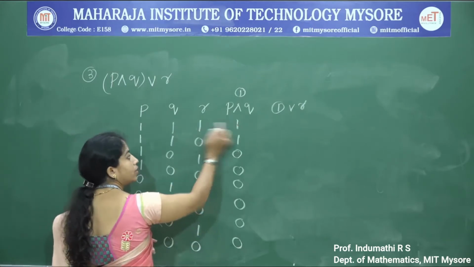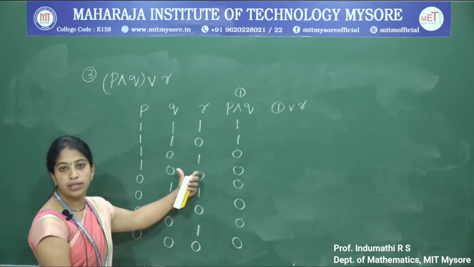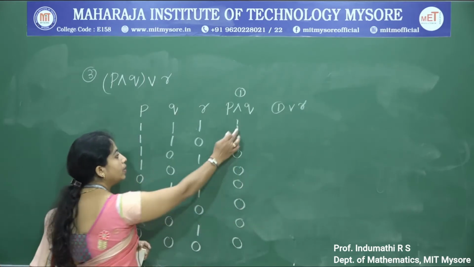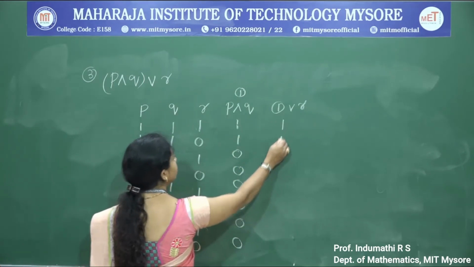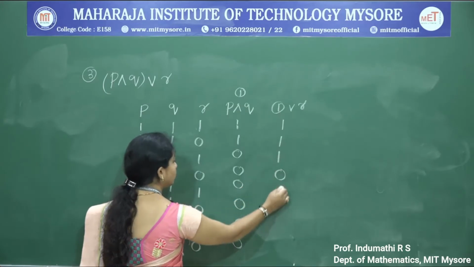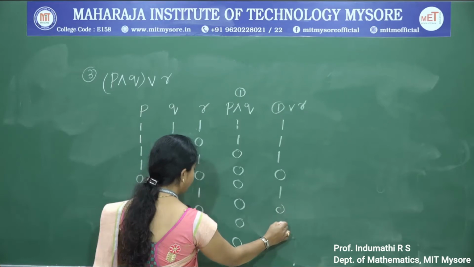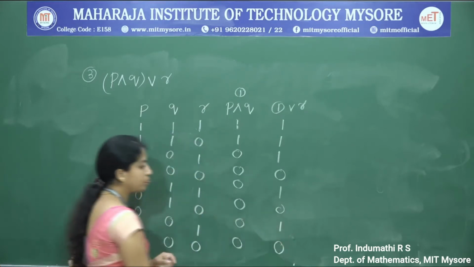Next, 1 disjunction R. In disjunction 0 0 is 0, the remaining terms will be 1. That is 1 1 1 0 1 1 0 0 0 1 0.